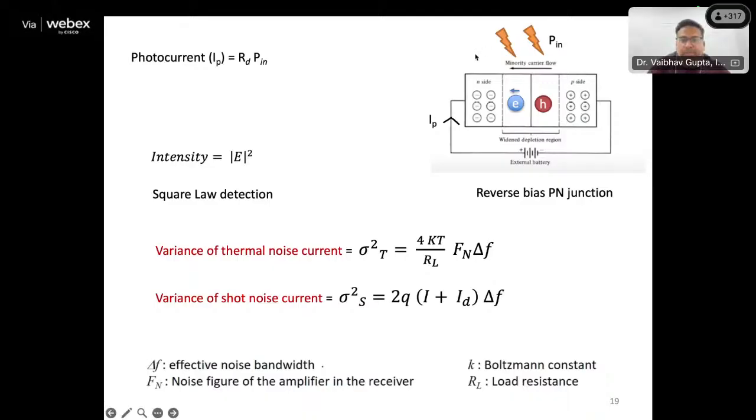But when we talk about the noise, what we have to see is that, for example, this is the photodetector. We always use this, and that's the incident photons, or the power of the incident photon, which is P_in. The electron-hole pairs are getting generated and the photocurrent is getting introduced. Now, the definition is this: photocurrent is equal to the responsivity times the incident power.